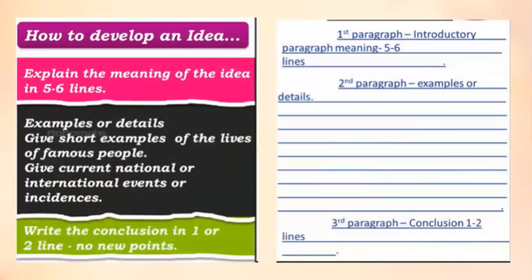And then you have the third paragraph, which is the conclusion. Now, because it is a conclusion, again, you don't have to repeat what you have written in the previous two paragraphs. It will consist of only 1 to 2 lines or sentences. And in these 1 to 2 lines or sentences, you have to conclude the idea or the understanding of that particular idea. You will not add any new points in this paragraph.